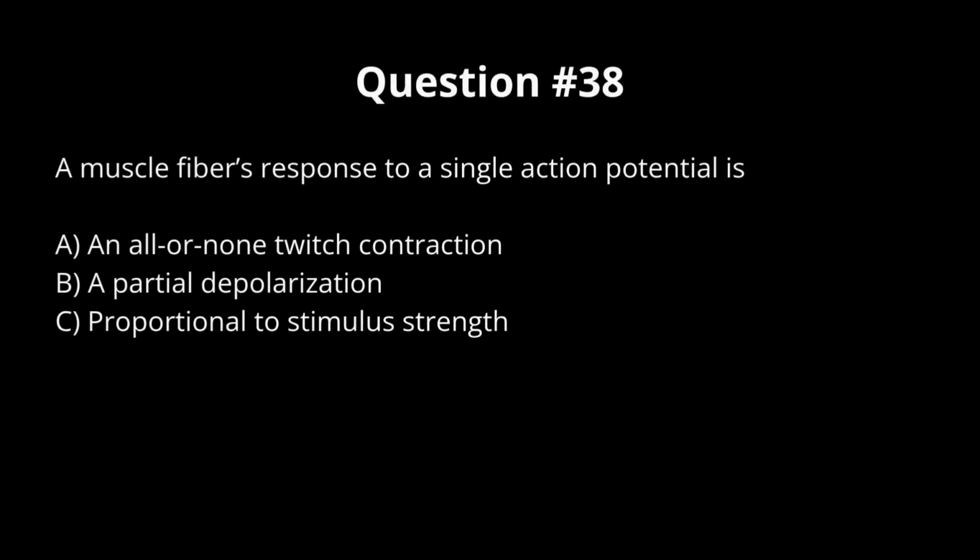Question number 38. A muscle fiber's response to a single action potential is A. An all or none twitch contraction. B. A partial depolarization. C. Proportional to stimulus strength. The correct answer is A. An individual muscle fiber contracts fully once threshold is reached, demonstrating the all or none principle.